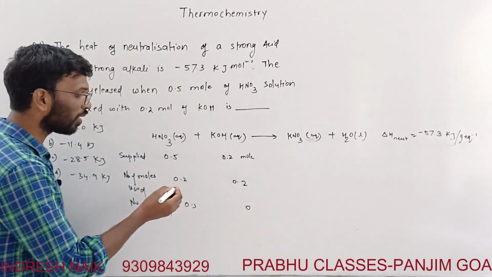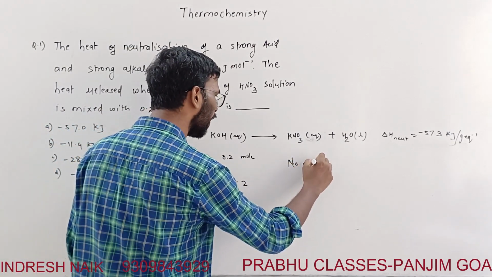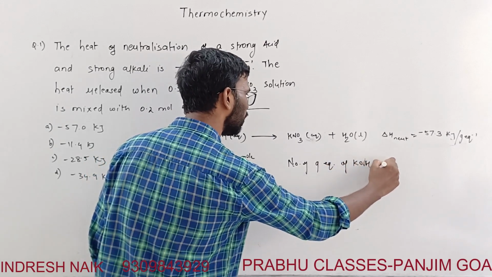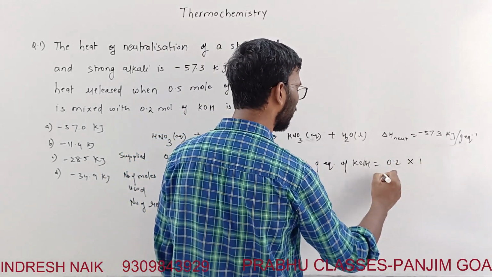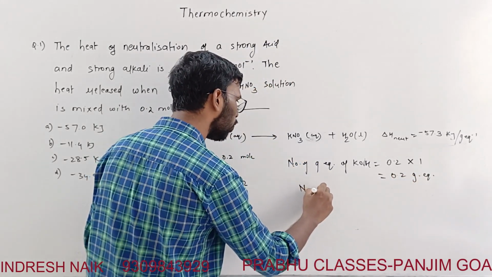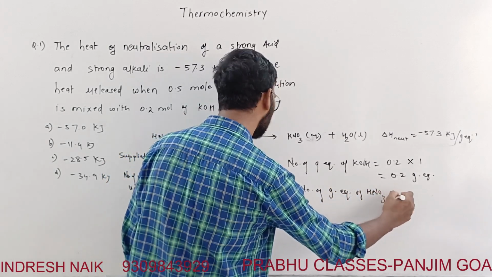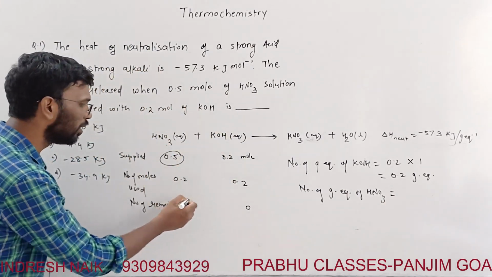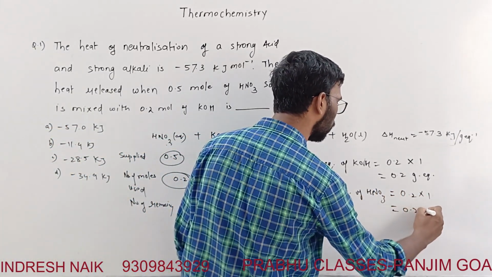So what is the gram equivalent now? The number of gram equivalent of KOH is what? 0.2 mole multiplied by N factor, which is 1, equal to 0.2 gram equivalent, right? The number of gram equivalent of HNO3, although supplied is 0.5, but out of 0.5 how much is used as per the standard equation? Just 0.2. So again it is 0.2 and N factor is 1, so 0.2 gram equivalent.